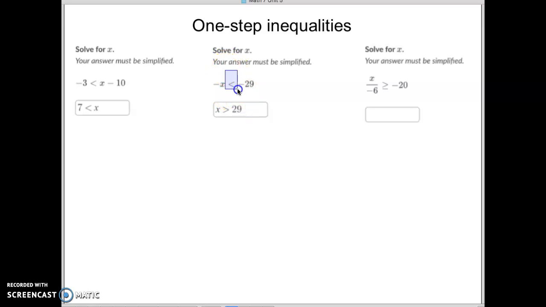But why did this switch? Remember that this sign right here is called a negative sign. It's called a subtraction sign, but it's also called an opposite sign, meaning do the opposite. If x was 3, this tells you to do the opposite of 3, which would be negative 3. So it's called the opposite sign.